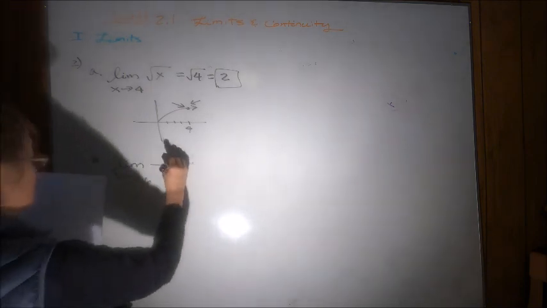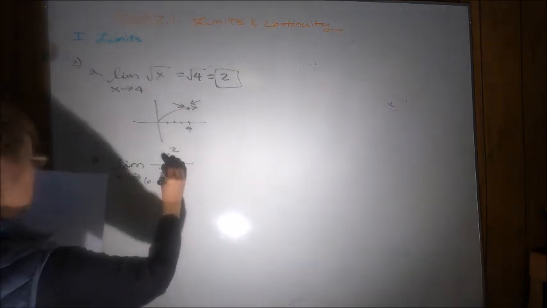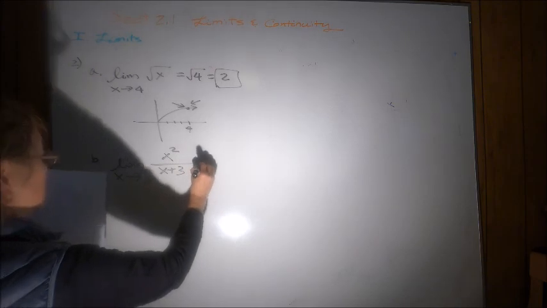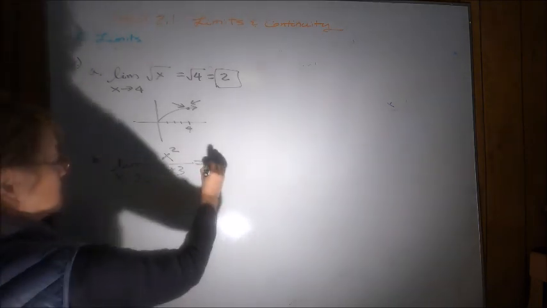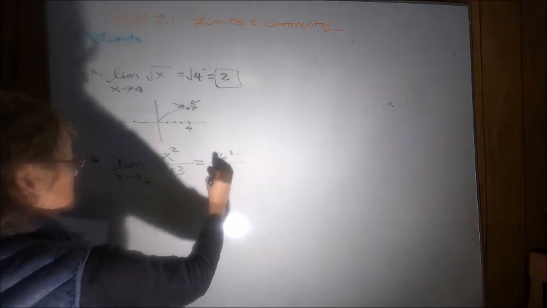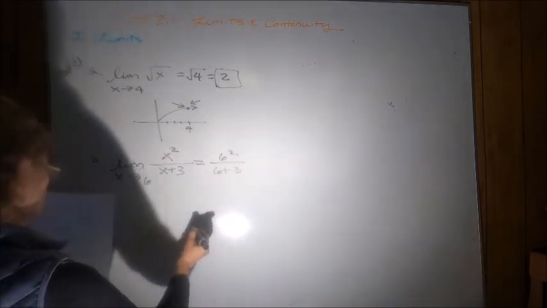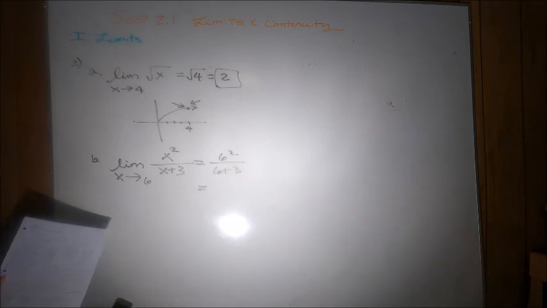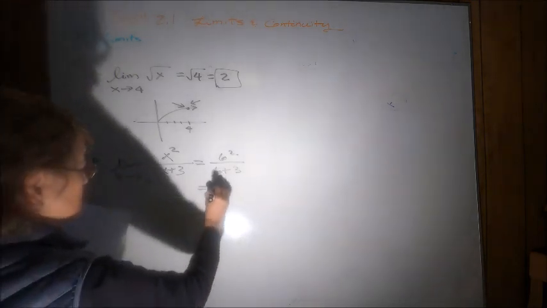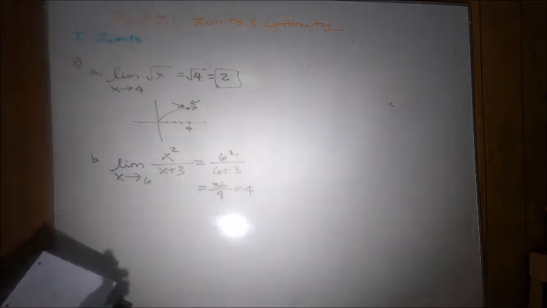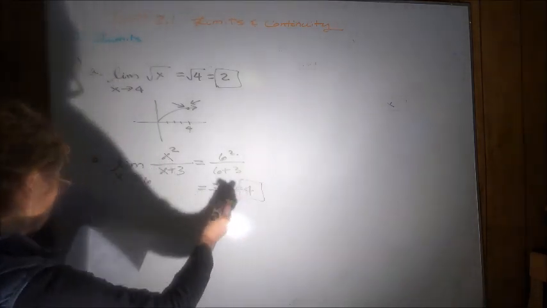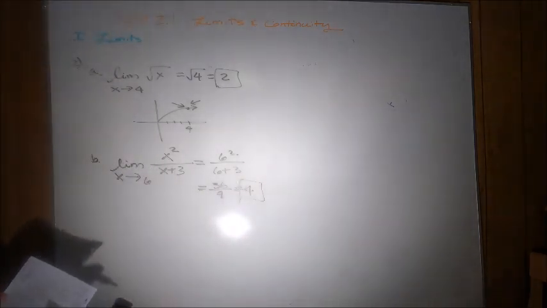Then the second one, the limit of x squared minus x plus 3. You plug in directly, it will be 6 squared minus 6 plus 3, then what do we have? Right? It will be 36 minus 6 plus 3, that would be 33. That's how we direct plug in to find the value. Okay?